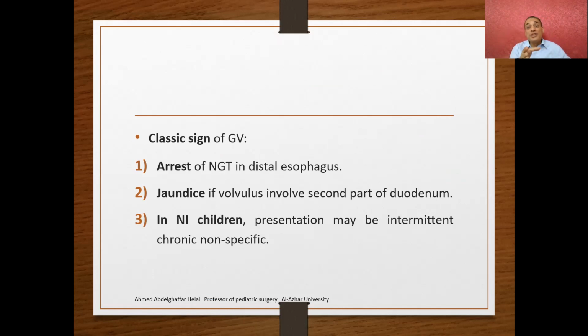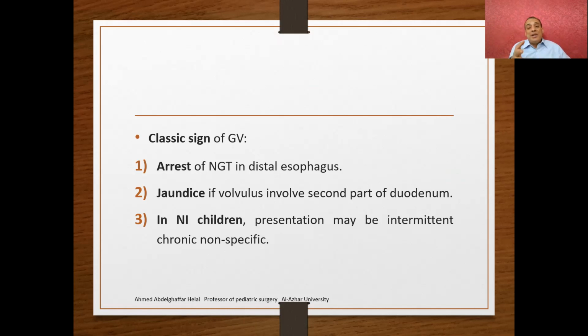Number two, jaundice may happen if the volvulus involves the second part of the duodenum. Yes, volvulus can start from the upper end, the esophagogastric junction, and extend down. So the end point will be the second part of the duodenum after the opening of the bile duct. In such cases, there may be obstructive jaundice and the baby may be jaundiced.